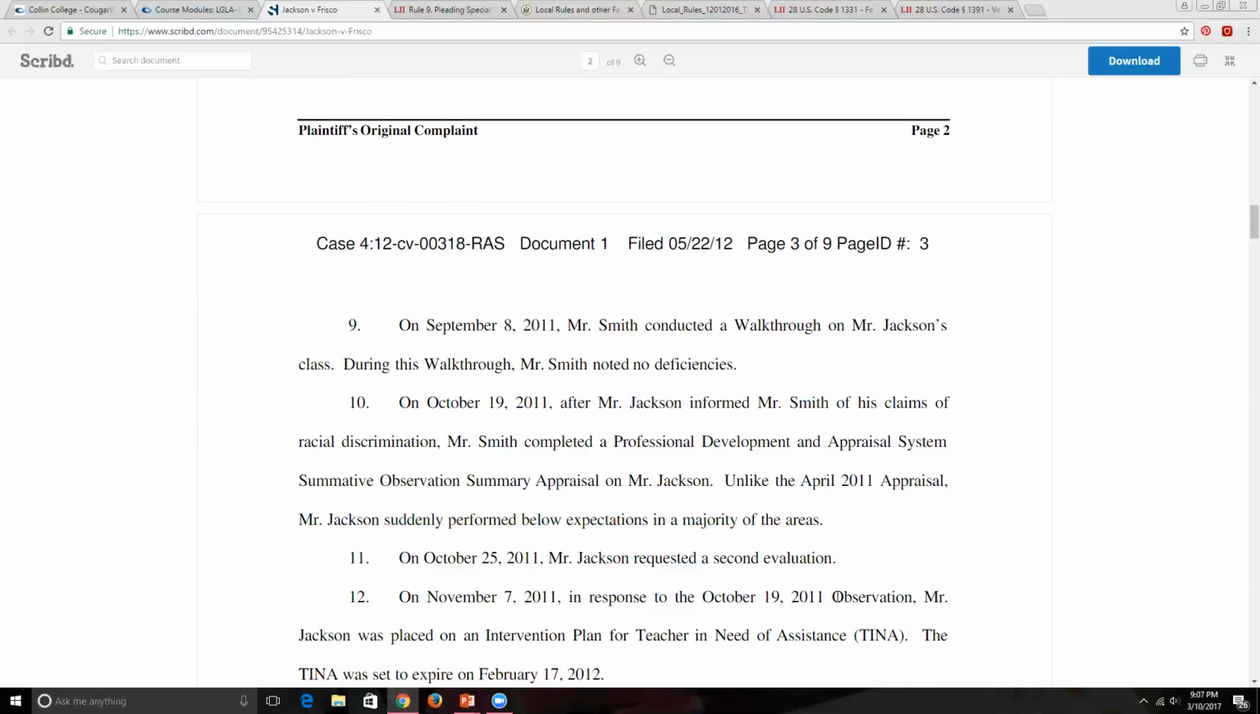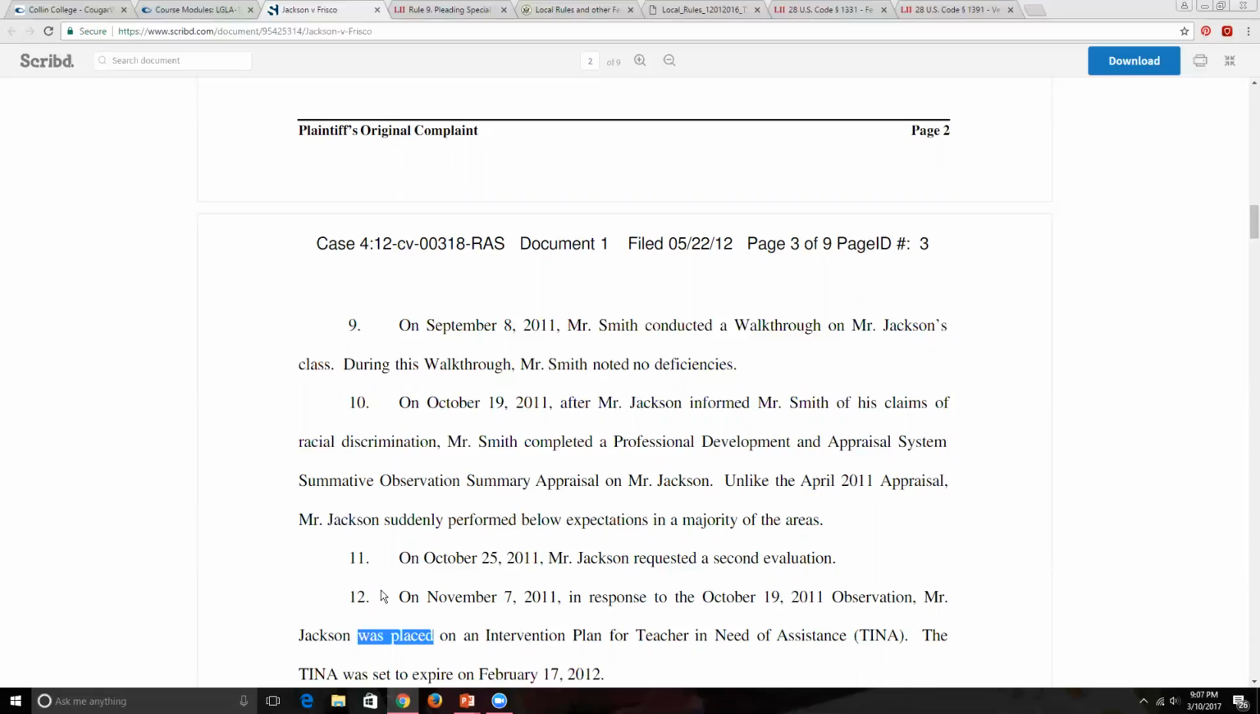A few days later, on November 7th, 2011, in response to the October 19th, 2011 observation, so this observation must be this thing. Again, I think it would have been better to actually define what that is. Mr. Smith was placed. We have passive voice here. We knew it was coming. It's inevitable. Again, I think it's our first incidence of true passive voice in this statement.